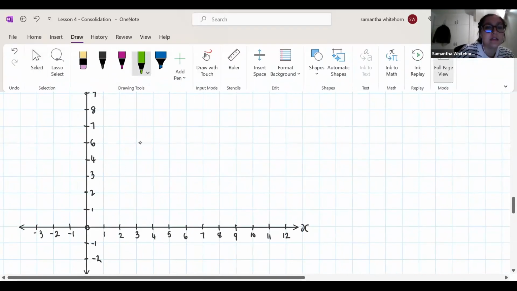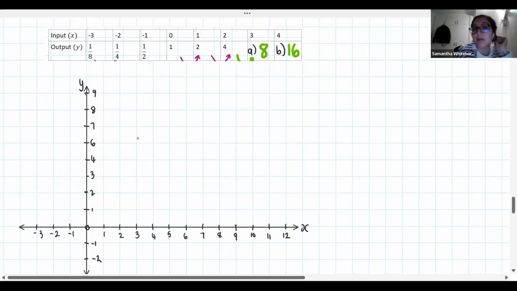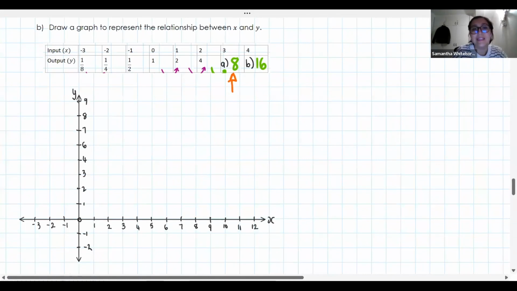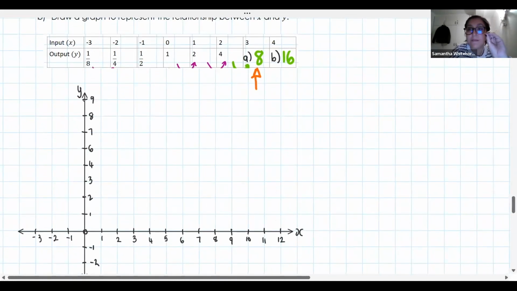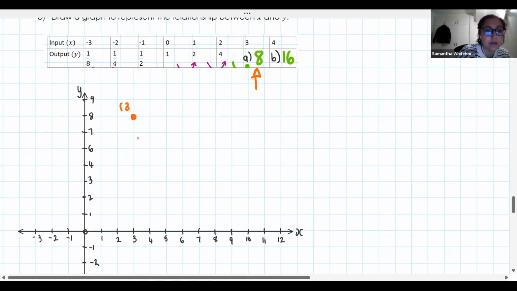Right, so now I'm going to plot my points. What I sometimes struggle with personally is plotting fractions. So I'm going to start with this coordinate over here, the coordinate 3, 8, and then I'm going to work my way down. It doesn't matter, guys. At the end of the day, you plot the points. So this was 3 on my x-axis, 8 on my y-axis. I'm just going to write in the coordinate 3, 8. That was that orange one over there.